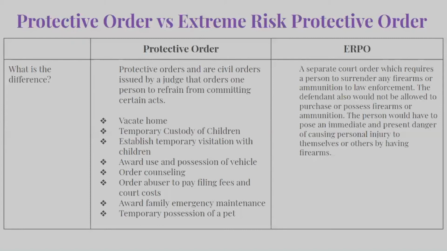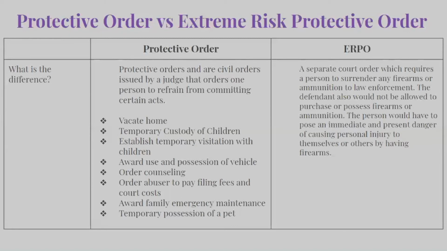A protective order is a civil order that is issued by a judge that orders a person to refrain from abusing you. It can require them to vacate the home. It can provide temporary custody of children or temporary possession of any pets that you may have. It also can establish temporary visitation with children. It can award use and possession of any vehicles you may share or have. It can also order counseling, and order the abuser to pay filing fees and court costs. And it can also award family emergency maintenance, which can require your abuser to continue to assist with the household duties that they were assisting with, such as rent or mortgage or things of that nature.